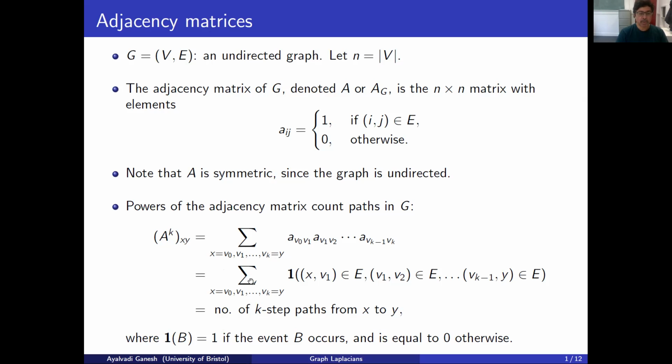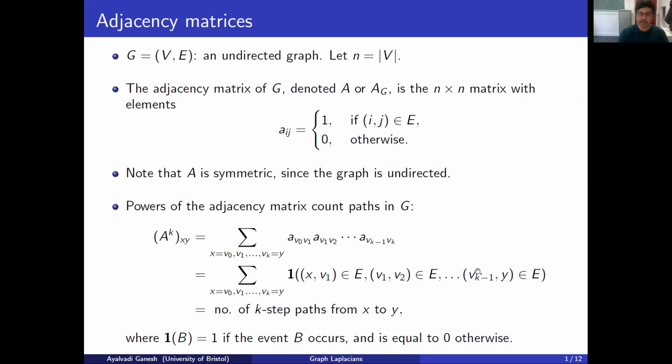Okay, so what's the sum again? These A's take values either 0 or 1. So the product is 1 if all of them are 1, and it's 0 otherwise. So for the product to be 1, you need there to be an edge between v0, which is x, and v1, an edge between v1 and v2, and similarly an edge between v(k-1) and vk, which is y. In other words, there's a path from x to y.